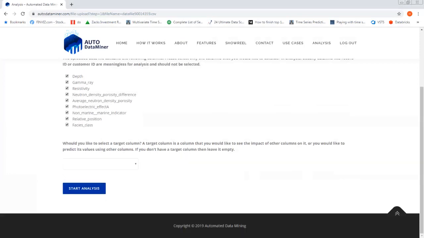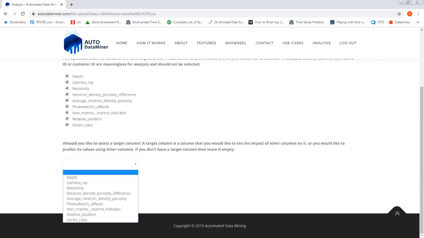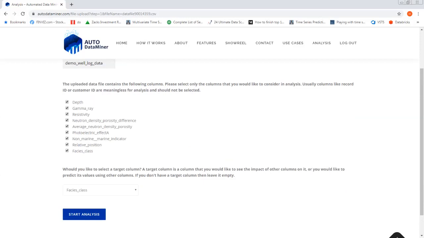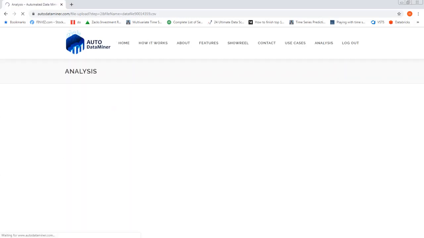The third question is the target column. You need to select a target column. It's explaining that a target column is a column that you would like to see the impact of other columns on, or you would like to predict its values using other columns. If you don't have a target column, fine, you don't need to select anything. But if you have, you can select it. Here, if you remember, we are very interested in Facies class, right? So we have a target column, Facies class. After answering these 3 sections, you can just start your analysis.